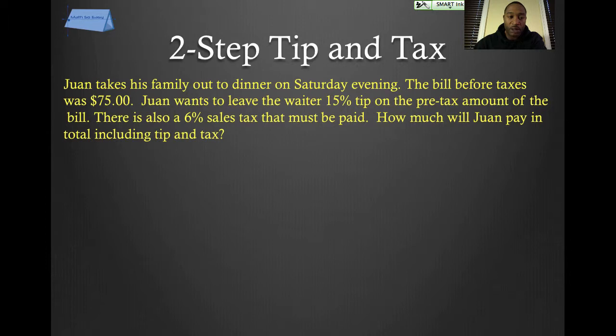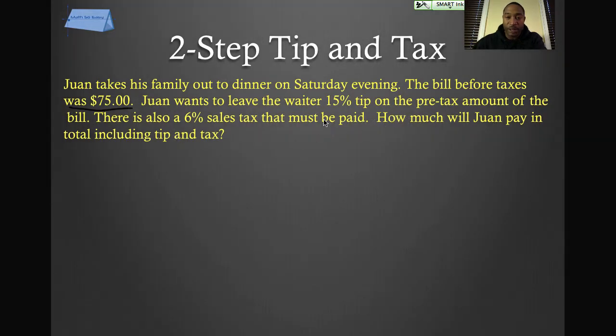Okay, so let's go here. We always like to find out what do we know first. So far, I know that the bill before taxes is $75. That's important information. I also know that Juan wants to leave the waiter a 15% tip on the pre-tax. This is important, pre-tax, pre meaning before. And of course, he has to pay a 6% sales tax. Okay, so 2 steps. First, let's find the tip he's going to leave.